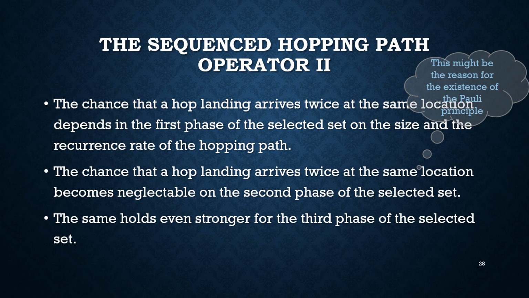The chance that a hop landing arrives twice at the same location depends in the first phase of the selected set on the size and the recurrence rate of the hopping path. The chance that a hop landing arrives twice at the same location becomes negligible on the second phase of the selected set. The same holds even stronger for the third phase of the selected set. This might be the reason for the existence of the Pauli principle.